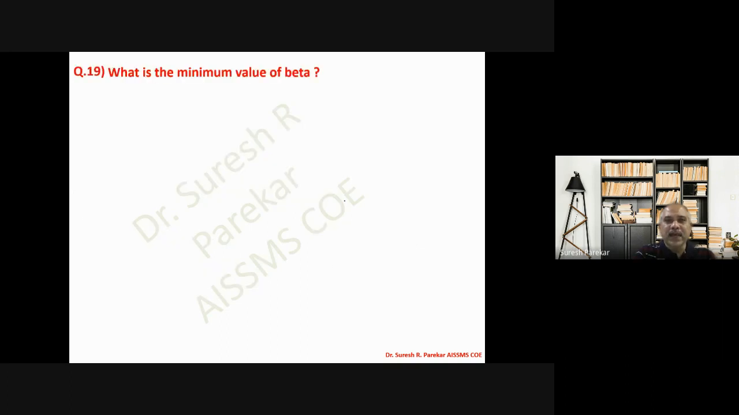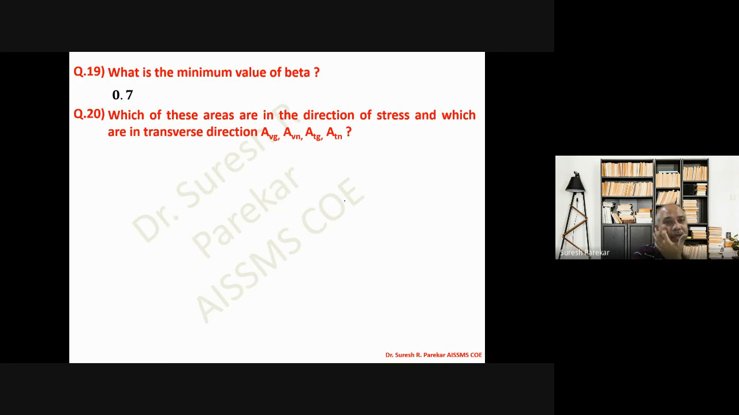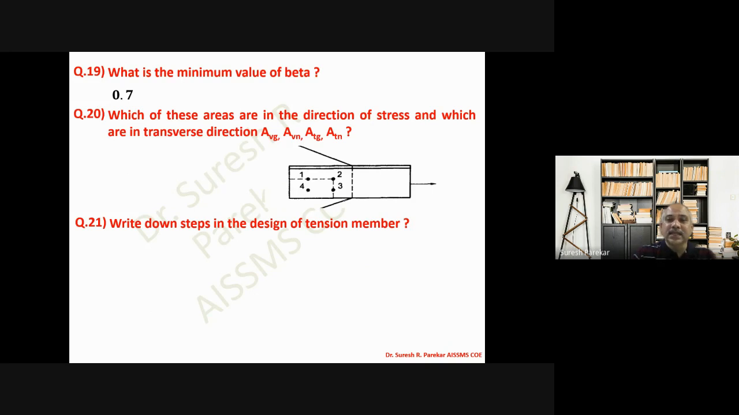What is the minimum value of beta? So already I mentioned 0.7. Which of these areas are in the direction of stress and which are in the transverse direction? So AVG, AVN are in the direction of stress. ATG, ATN are in the transverse direction. So in this direction we have ATG, ATN. In this direction we have AVG, AVN.